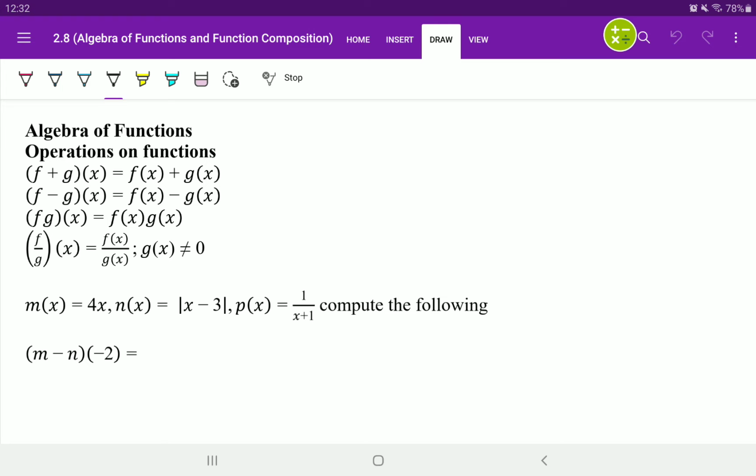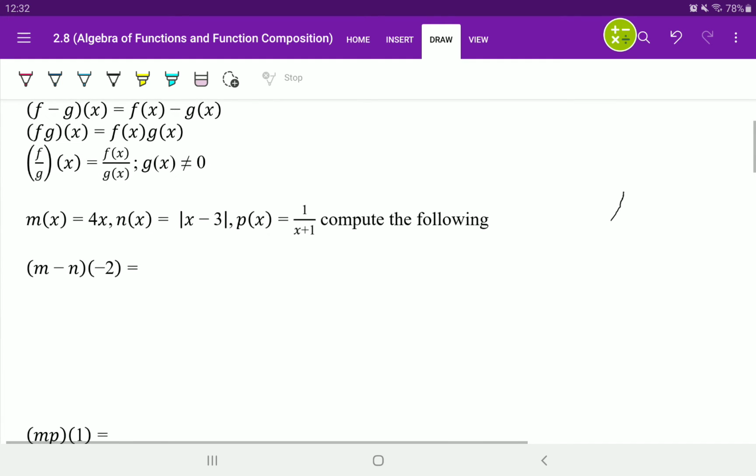So, in this video, what we're going to do is practice with the algebra of functions where we have a specific value for x. And then we're going to transition into algebra of functions where we're just dealing with the overall operations on the functions and determining the domain of the function.